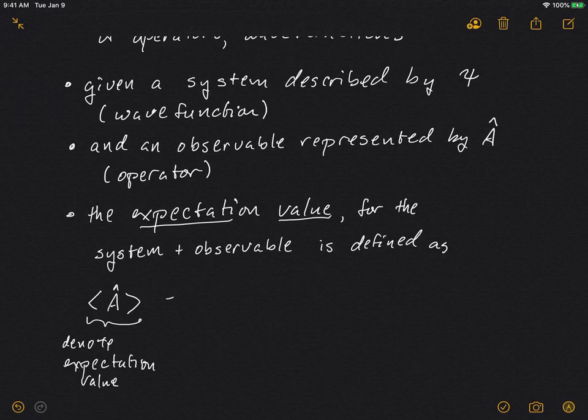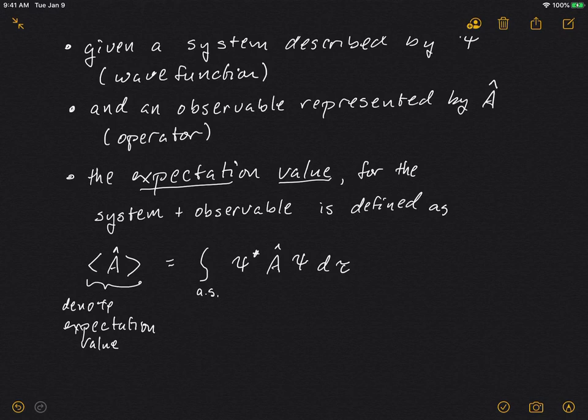So that expectation value is given by the integral over all space of psi star A psi d tau, where d tau is our differential volume element, our generalized volume element. And again, all space depends on the particulars of the system, the dimensionality, and there may be some restrictions on where a wave function has a non-zero value, and that may also be built into the all space, as we'll see shortly.